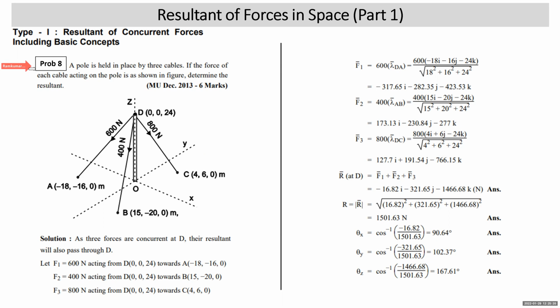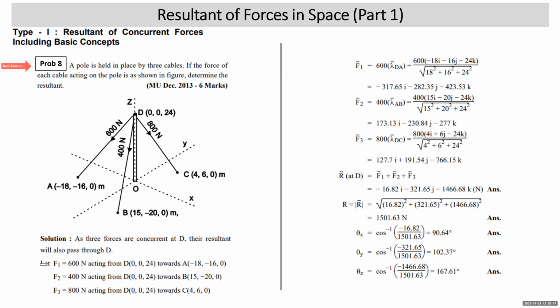Coordinates of all the points are given in the diagram, right? Coordinates of point D, A, B, C are given. Magnitudes of the three forces are given. All three forces are acting at D, away from D: the first force is acting towards A, another towards B, and the third towards C. Now you have to write all three forces in vector form. As the three forces are concurrent at D, the resultant will also pass through it.